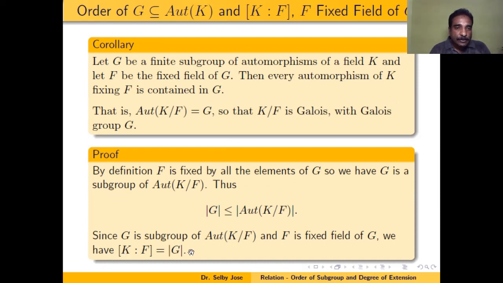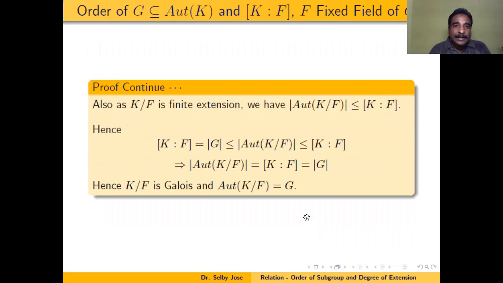Degree of extension is equal to the order of the group, but the order of the group is less than or equal to the order of the automorphism group of K over F, and that is less than or equal to the degree of extension K over F. Combining all these, we get the degree of extension K over F is equal to the order of G, which is less than or equal to the number of elements in the automorphism group of K over F, which is less than or equal to the degree of extension K over F. So the left hand side and right hand side are the same, therefore all these terms are the same. Therefore the number of elements in the automorphism group of K over F is equal to the degree of extension K over F, and that is the same as the order of the group.